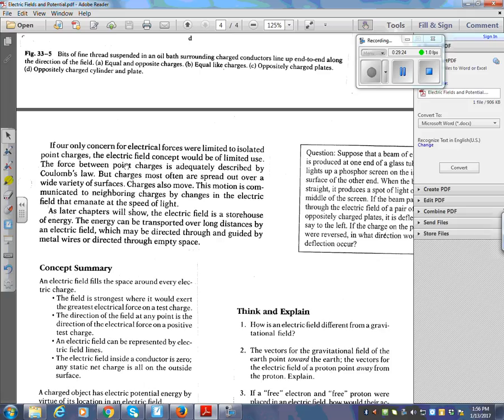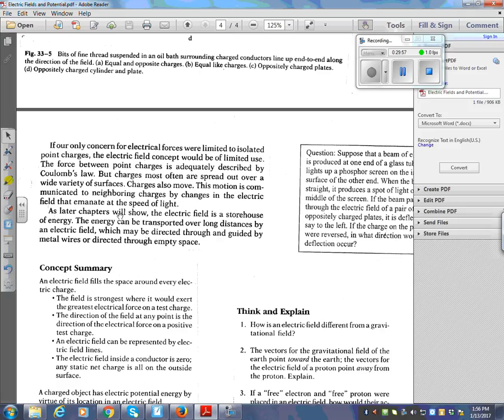Hang on there. The force between point charges is adequately described by Coulomb's law, but charges most often are spread out over a wide variety of surfaces. Charges also move. This motion is communicated by neighboring charges by changes in the electric field that emanate at the speed of light. When you have charges in motion, we call that? Nobody knows? Runs along the wires? Current surge. Electricity. Charge is in motion. That's called electricity, right?